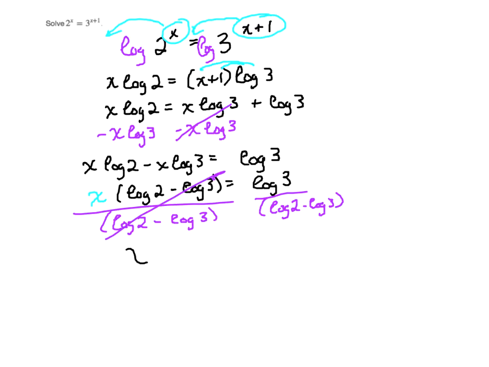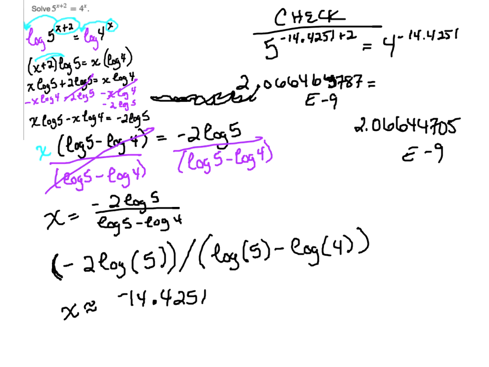So I get that x is exactly equal to the log of 3 divided by the log of 2 minus the log of 3. And you could put that into your calculator and estimate and check it and all that. For the sake of time, I'm going to skip that with this one.